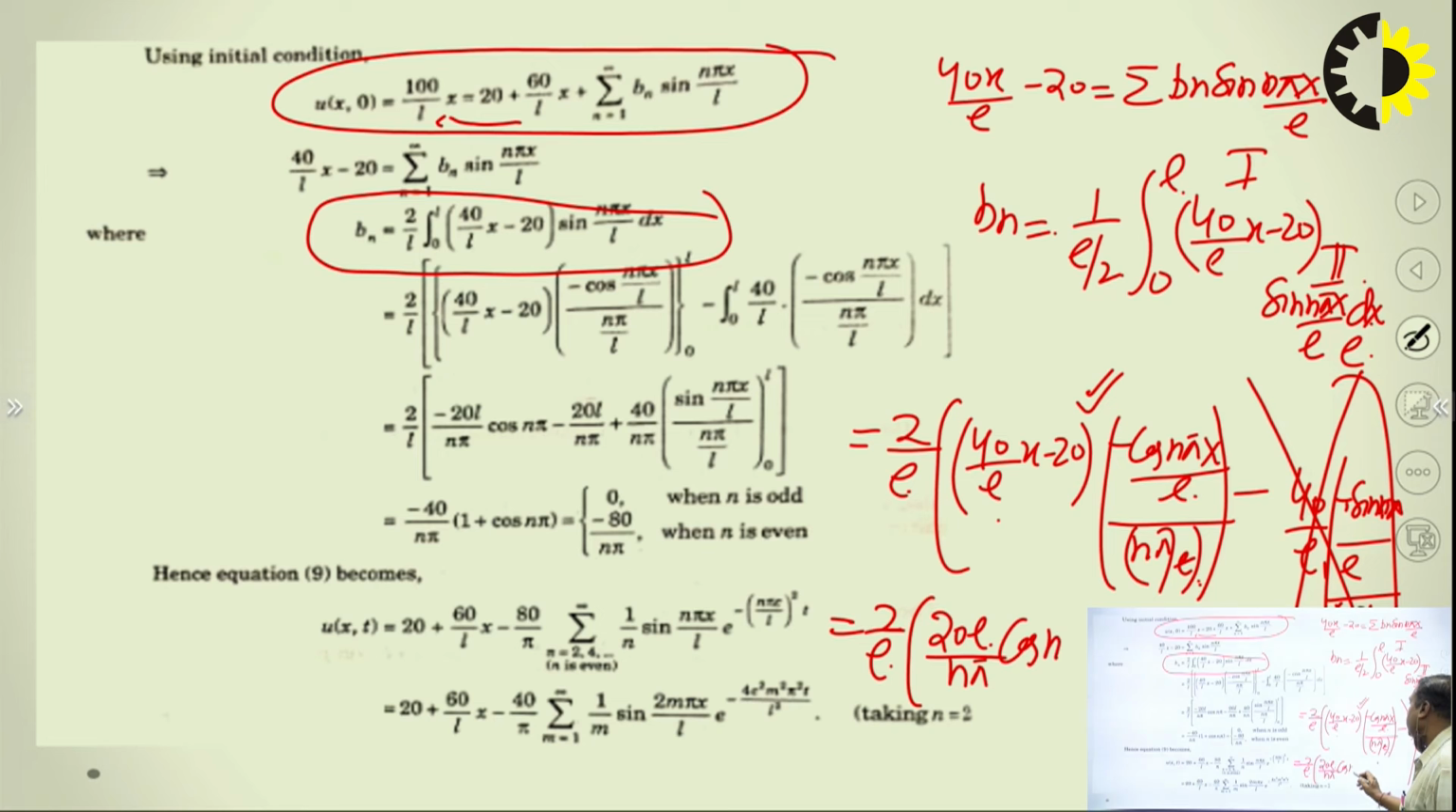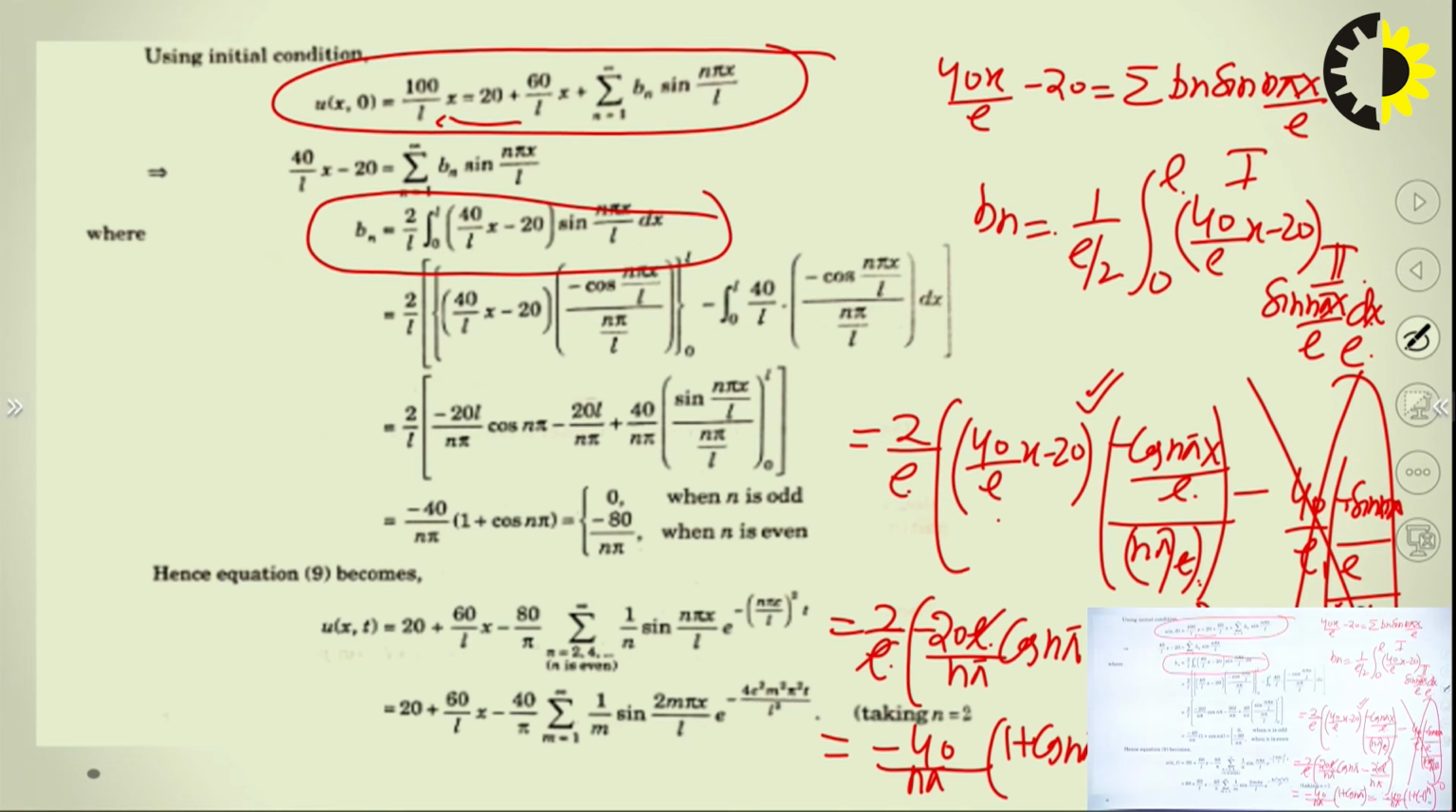And the constant term is cos n pi taken as x equal to L, and minus 0 put gives minus 20 L upon n pi, and that is taken as 0. Minus 20 is taken as common, so we get minus 40 L, L L cancel out, upon n pi, and that becomes 1 plus cos n pi, and that becomes minus 40 upon n pi, 1 plus minus 1 to the power n.